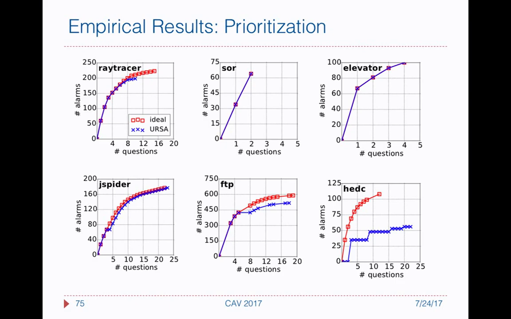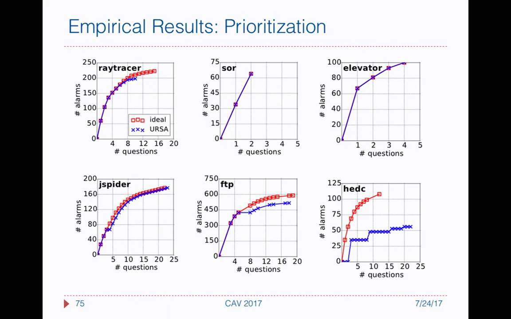What you'll see is that in the initial iterations, which are the most important, where we'll get the maximum payoff, our heuristics do exactly as the ideal case, as the Oracle. So they predict the first few questions as well as if they had full knowledge of what the user is going to respond. For example, here in the case of the FTP benchmark, the very first 3 questions resolve 300 data race reports.